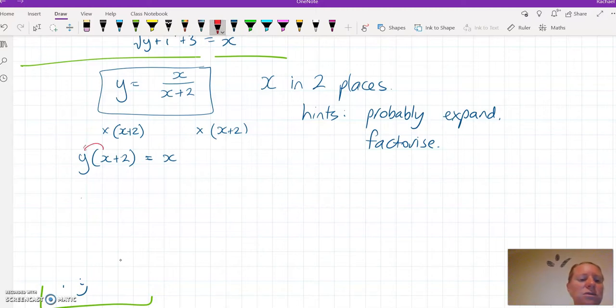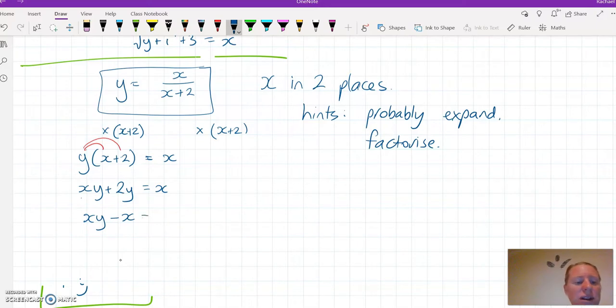Okay, so we end up with xy plus 2y equals x. This looks a little bit nicer. You've got terms that have x in them and you've got terms that don't have x in them. So get all those terms with x in them together on one side of the equal sign. Get everything else on the other side. They can bugger off to the other side of the equal sign. So I'm going to put my x's on the left hand side. Doesn't actually matter which way around you do it. So I'm going to make it xy minus x. So we'll minus x from both sides. And we'll minus 2y from both sides.